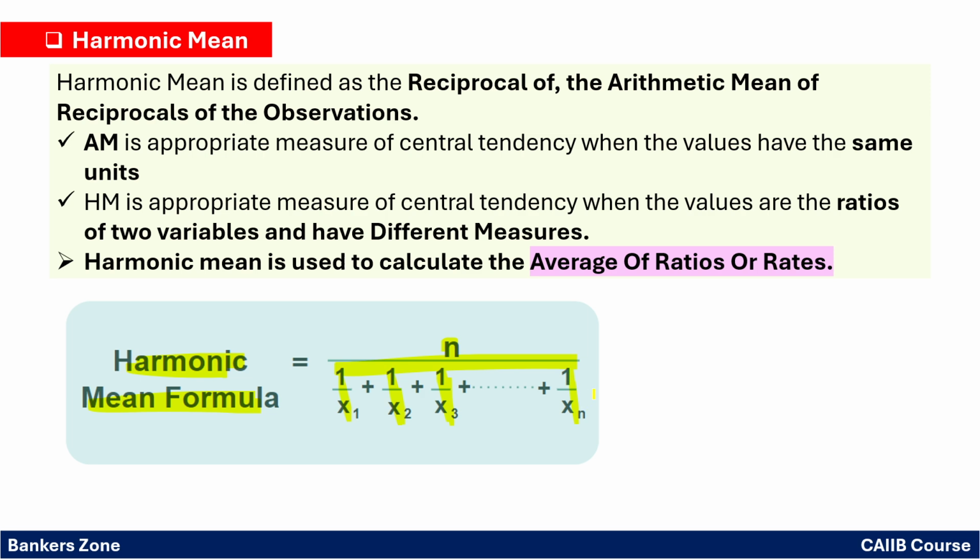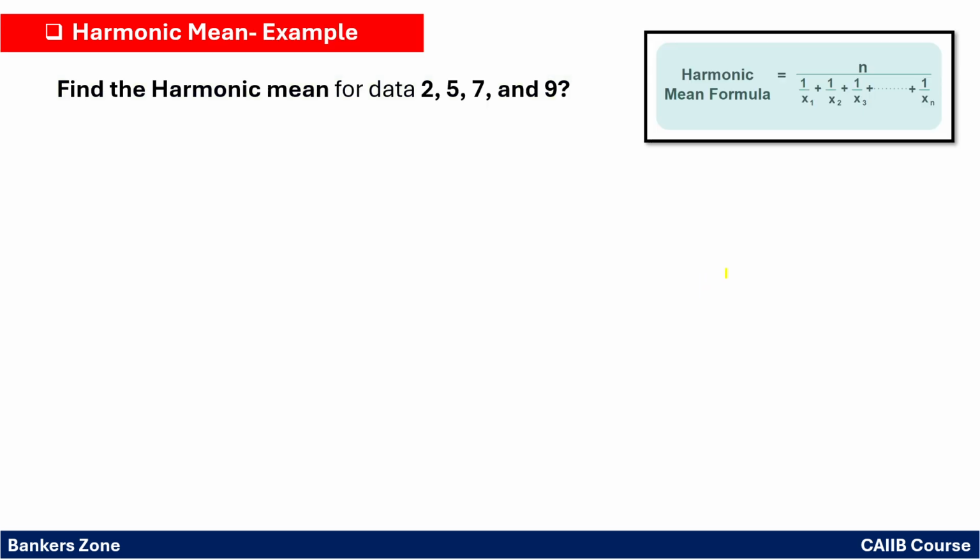xn. So see, arithmetic mean is mainly used when the data is available in the same units. Harmonic mean is used when we have the ratio of two variables or different measures, right? And harmonic mean is mainly used when they have given some rates like wages per hour, or a ratio like speed, right? Speed is the ratio of distance and time, right? Now see, through a problem you will get the idea.